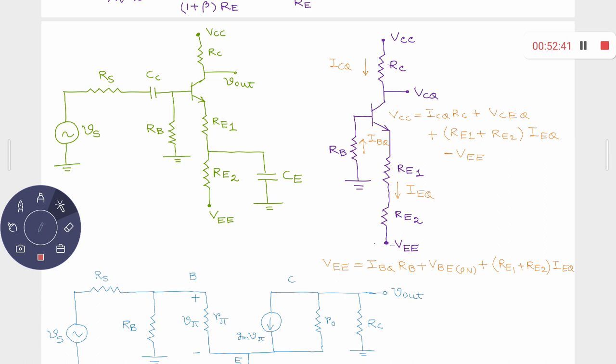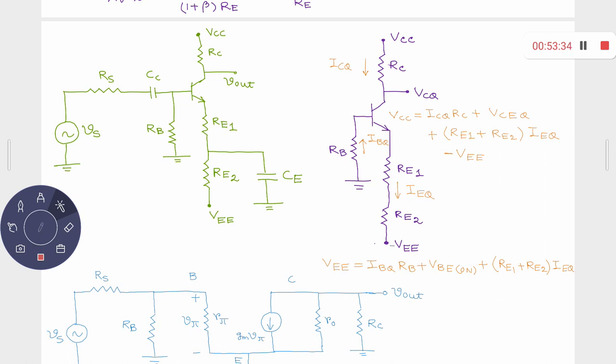Okay? Now you go for applying two Kirchhoff's voltage laws, one at the base emitter loop, second one at the collector emitter loop. In the base emitter loop, you have this voltage VEE over there. So what do you find? This is equal to this drop plus this drop plus this drop plus this drop. So you have four drops: one across RE1, one across RE2, one across RB, and the base emitter drop. So IBQ RB plus VBE on plus (RE1 plus RE2) times IEQ. This current is obviously the base current plus the collector current, that is the emitter current, so it should be (1 plus beta) times IBQ. So VEE is equal to IBQ RB plus VBE on plus (RE1 plus RE2) times IEQ.